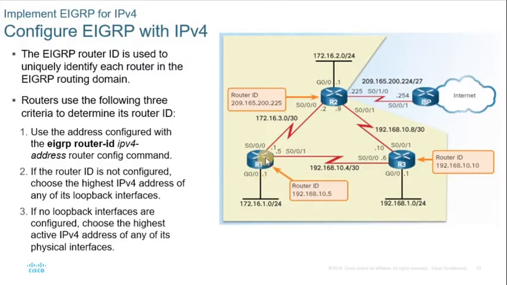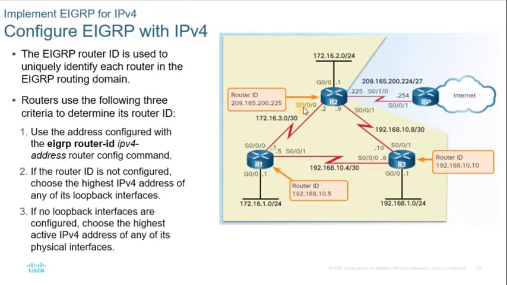So R1 will retrieve those three values and then compare which among those values is the highest. And then it will choose the highest active IP address. That's why, as you can see right here, R1's router ID uses 192.168.10.5 because that is the highest IP address compared with 172.16.3.1 and 172.16.1.1. So that will be the router ID of R1.